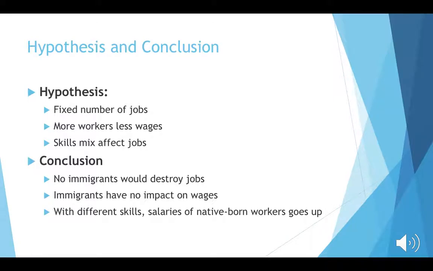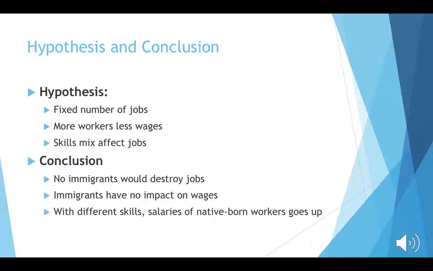There are three major hypotheses. The first one is that there is a fixed number of jobs in America and that immigrants take away the jobs of native-born workers. The second hypothesis is that more workers mean lower salaries. And lastly, the third one is that immigration affects workers when it affects the variety of skills.